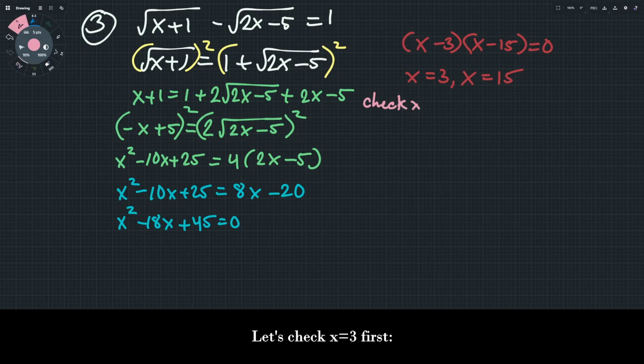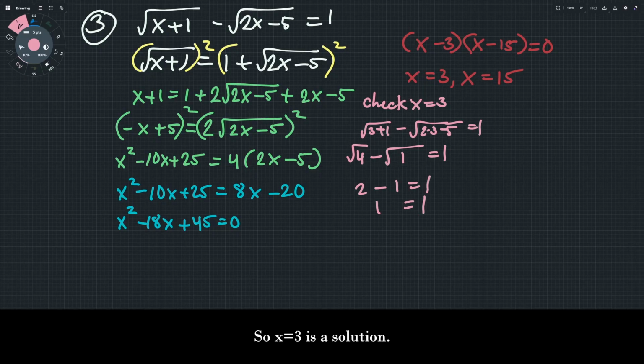Let's check x equals 3. First, plugging 3 in, we get square root of 3 plus 1 minus the square root of 2 times 3 minus 5 equals 1. We get the square root of 4 minus the square root of 6 minus 5 equals 1. This becomes 2 minus 1 equals 1. 1 equals 1. So x equals 3 is a solution.